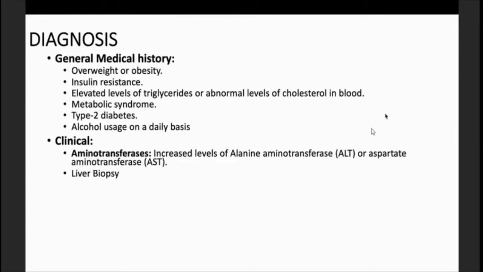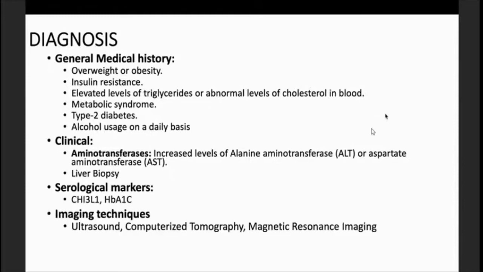Clinical: aminotransferases are the best biomarkers for liver injuries. Two major aminotransferases, ALT and AST, corresponding to alanine aminotransferase and aspartate aminotransferase, are the biomarkers which could be seen in the blood work, followed by liver biopsy, obviously, and it moves to the next case. Serological biomarkers, CHI3L1 and HbA1c, are also other serological blood markers you could do a lab test for.